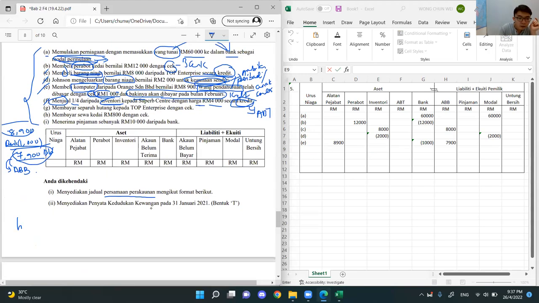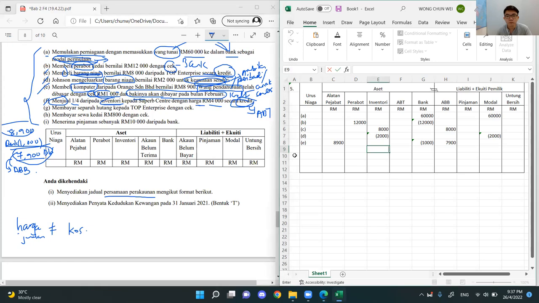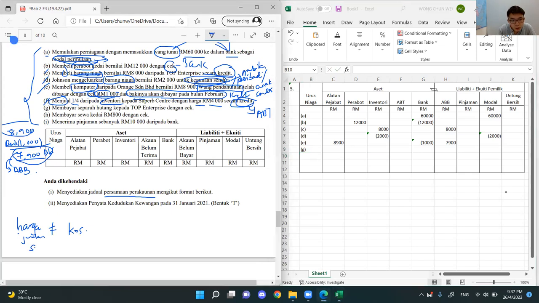You have to know that the harga means harga jualan, is different from your cost. Correct or not? Or if I put it in English, the selling price or the price tag that you see on the item in the supermarket, or the phone that you want to buy from Huawei, Apple, Oppo, Xiaomi, Nokia, is different from the cost that they use to make the phone.